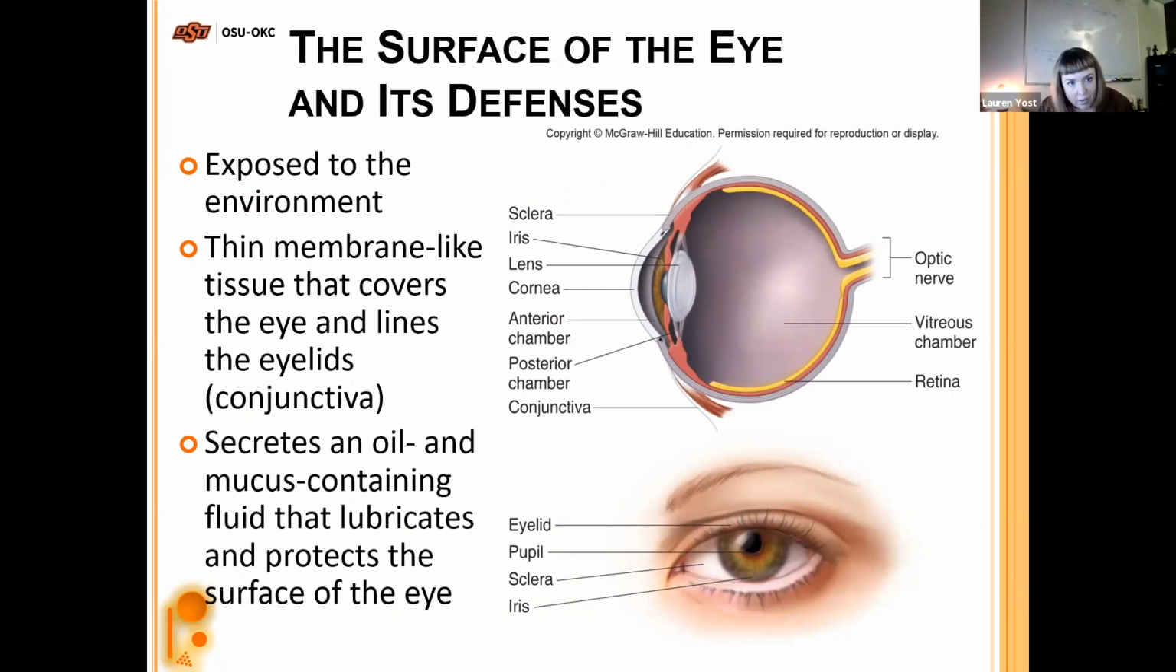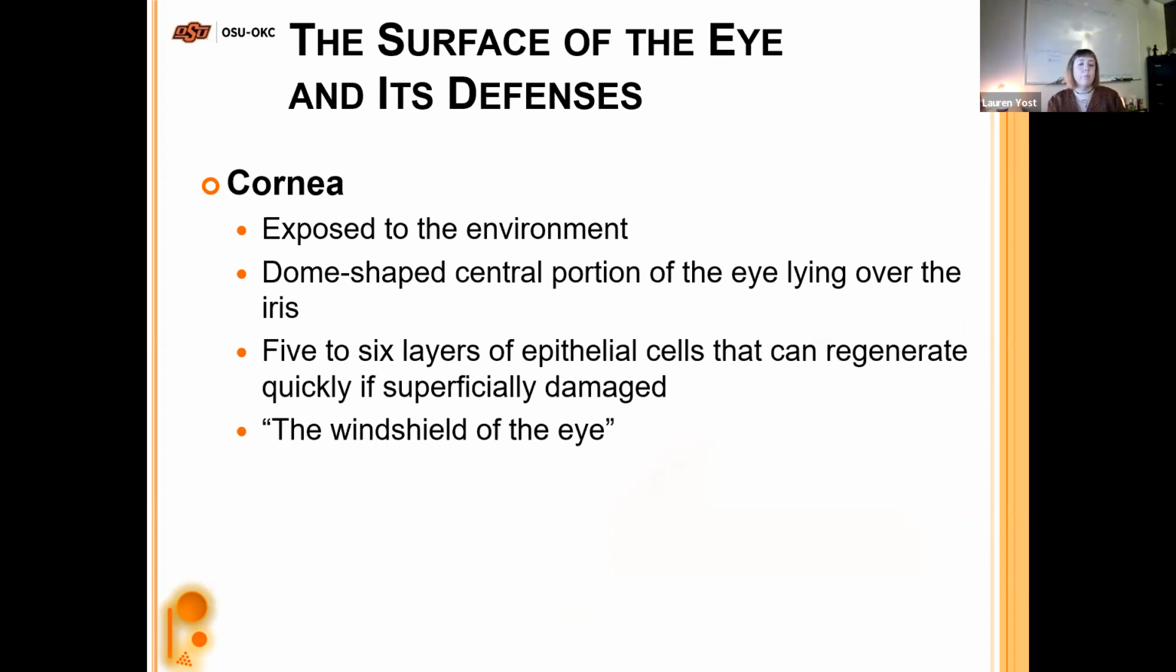Now I'm going to talk about the eye. The eye is obviously exposed to the environment. So we have a thin membrane of tissue called the conjunctiva to protect everything, including the inside of the eyelids. We also have secretion of oil and mucus-containing fluids to lubricate and protect the surface of the eye. The tears really help to flush things out as well. Those are the normal defenses of the eye.